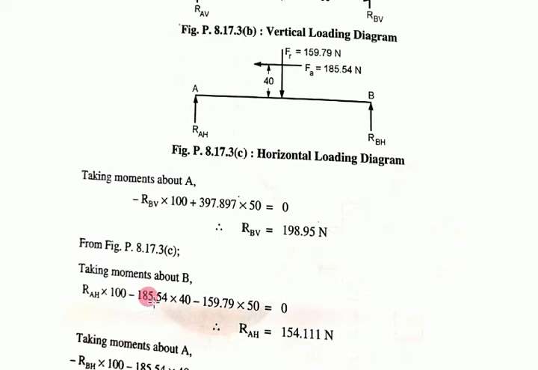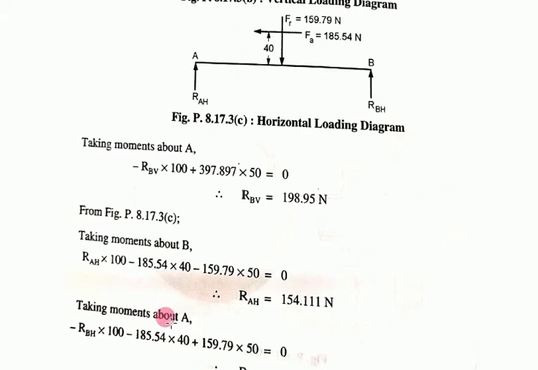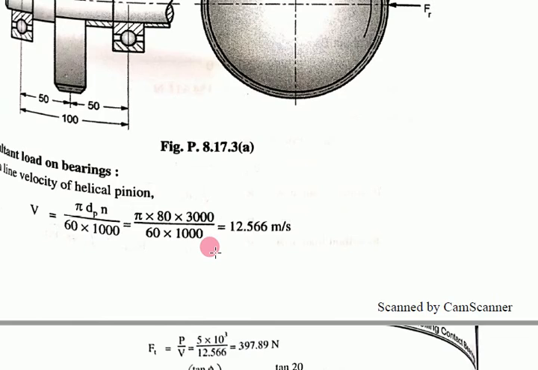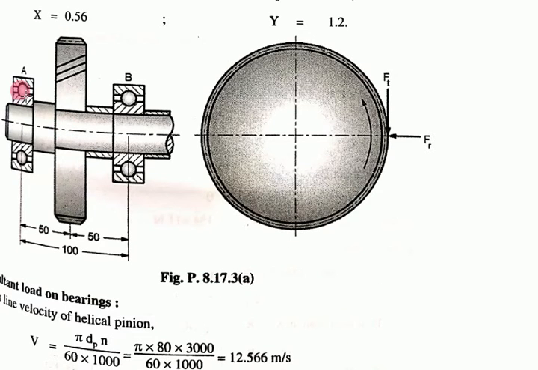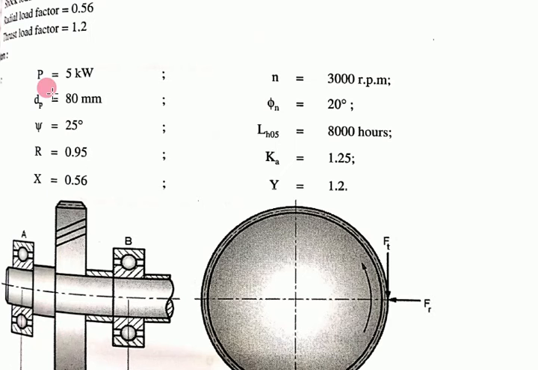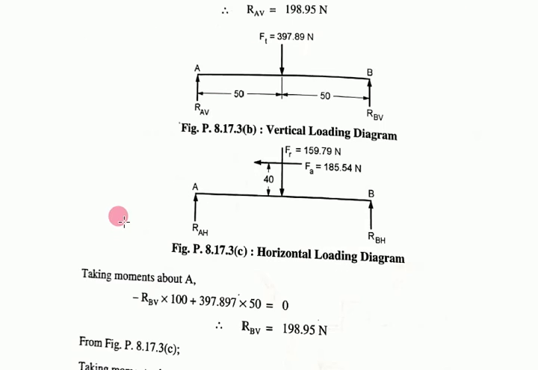Now reaction at A and B for horizontal. Again we have to find RAH, now taking moments about B. So RAH into 100, this distance, then minus 185.54, that is the axial force which is 40 mm above, that is, from the center the distance is 80 as given here, that is we consider as 40.